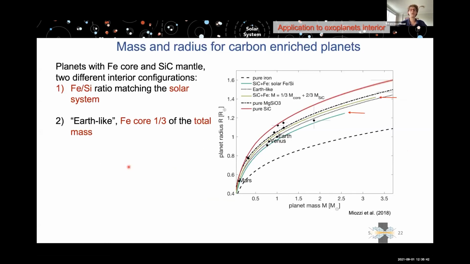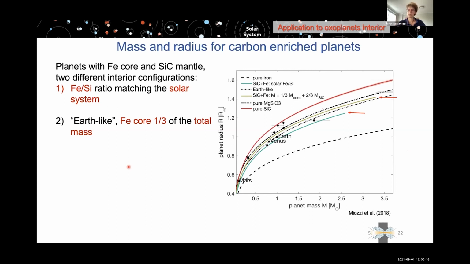I also want to show how we can apply the data on SiC. So this is an application to a carbon-enriched planet, and this is a model that I did in collaboration with Caroline Dorn, and she's an exoplanet person. So we wanted to see if we can apply mineral physics data to exoplanet models, and we decided to model a planet made of SiC, so with a mantle of SiC, and a core that was pure iron. The dimension of the core was chosen to be the same as the Earth, and to have the Fe over Si ratio of the solar system.